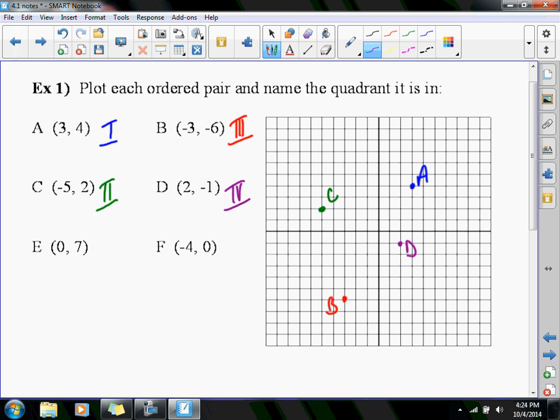We have 1 left. The ordered pair E is (0, 7). So that means when I'm at the origin (0, 0), I don't move anywhere to the left or to the right. But I am going to move up 7. So E actually isn't in a quadrant. E is actually on the y-axis.